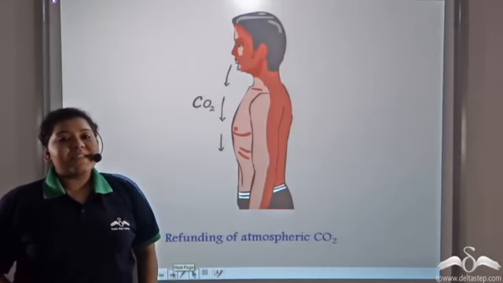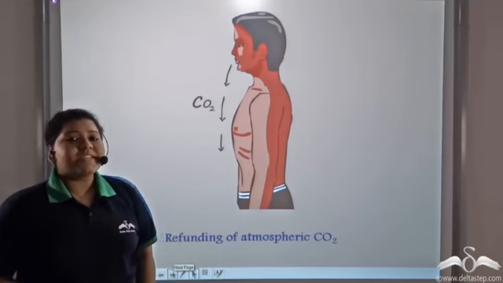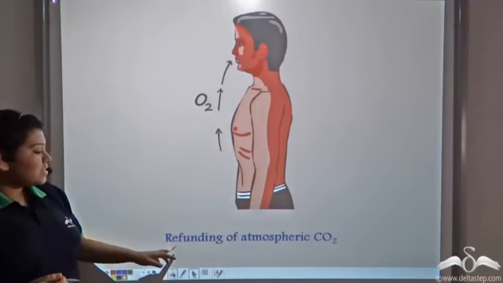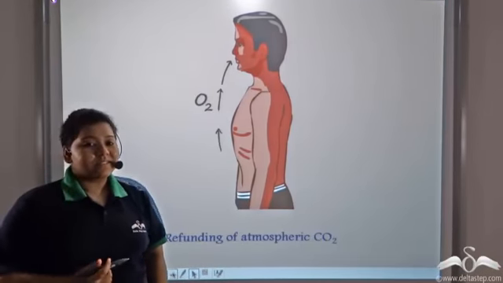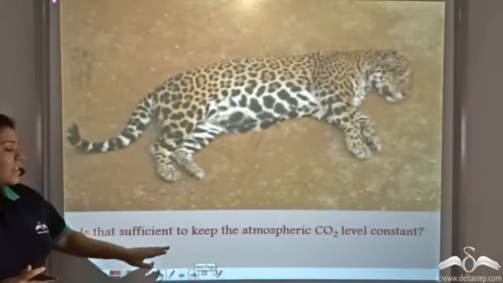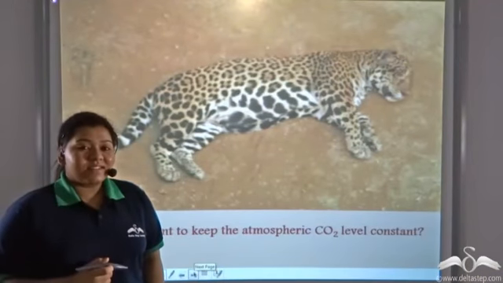Now, the carbon present in the food gets oxidized during respiration and carbon dioxide is given out. Thus, the atmospheric carbon dioxide is refunded. But is that sufficient to keep the atmospheric carbon dioxide level constant?